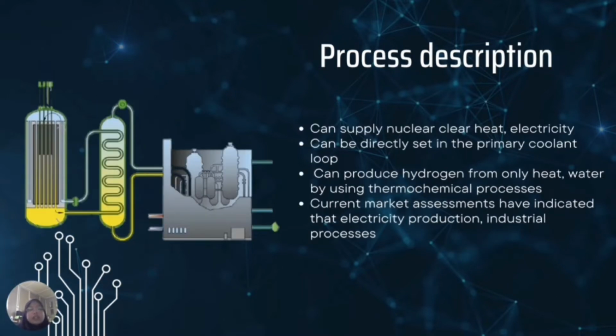For electricity generation, a helium gas turbine system can be directly set in the primary coolant loop, which is called a direct cycle, or at the lower end of the outlet temperature range. VHTR can produce hydrogen from only heat and water by using a thermochemical process. Current market assessments have indicated that electricity production and industrial processes are based on high temperature steam. So that's all for the process description.